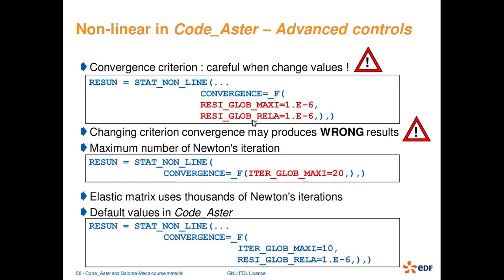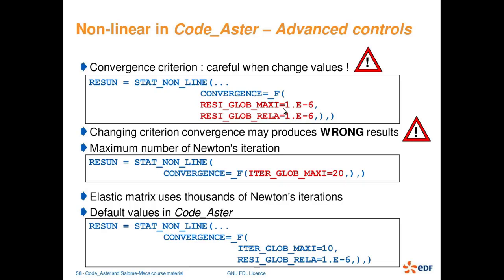Then about the convergence criteria, these are my default values of convergence criteria. ITER_GLOB_MAXI means that in every time step it will make a maximum of 10 Newtonian iterations. If we want to increase it, I can increase it. This is the default value. And the relative global residual is 10 to the power minus 6. These are my default values, but we can change them by supplying these two operators.